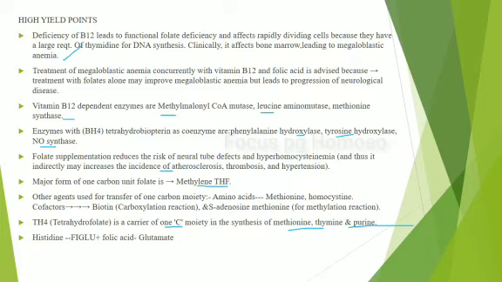B4, tetrahydrobiopterin, is a coenzyme for phenylalanine hydroxylase, tyrosine hydroxylase, and nitric oxide synthase. Its deficiency may lead to neural tube defects, hyperhomocysteinemia, and increases the incidence of atherosclerosis, thrombosis, and hypertension. One major form of one carbon unit folate is methylene tetrahydrofolate. Next, tetrahydrofolate is the carrier of one carbon moiety in the synthesis of methionine, thymine, and purine.